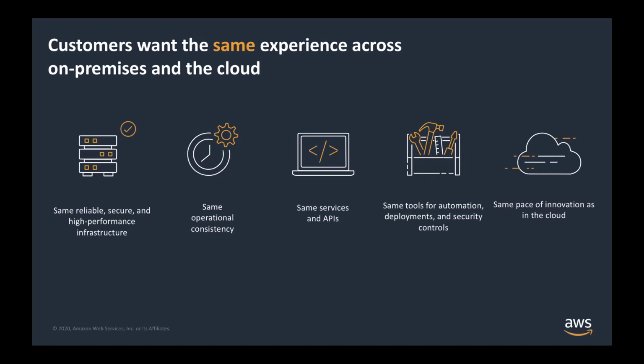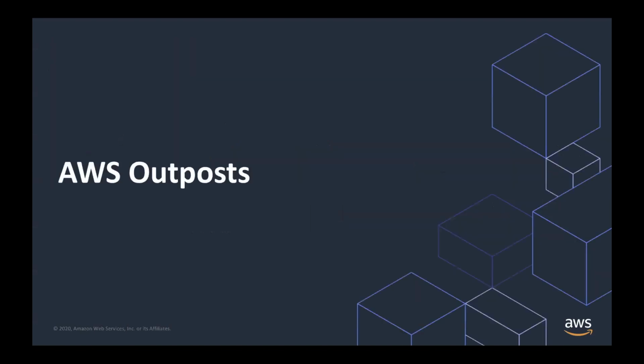So if we should summarize, we know that our customers want the same reliable, secure, high-performance infrastructure. They want that same operational consistency, and they want the same access to services, APIs, tools for automation, deployment pipelines, and security controls so that they can deliver on a high pace of innovation as they would in the cloud. If you go to the next slide, what you'll see here is that we're introducing Outposts.